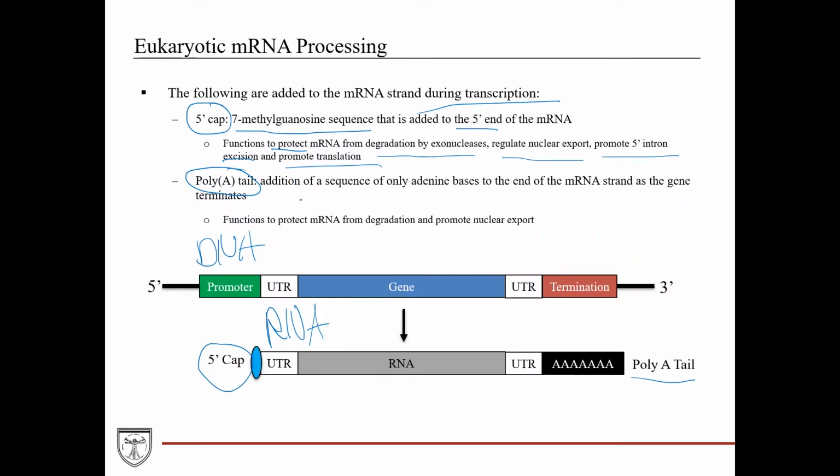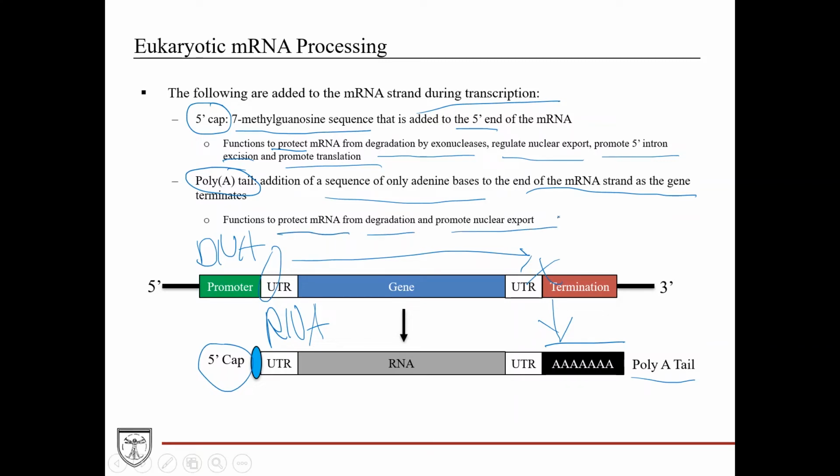The poly A tail occurs during transcription with the addition of a sequence of only adenine bases, hence the poly A tail, to the end of the mRNA strand as the gene terminates. So when RNA polymerase is going down the gene, when it reaches this termination sequence, that's when you start adding on these adenine bases to form the poly A tail. And again, this functions to protect mRNA from degradation and promote nuclear export. So these are two modifications that are put on either end of the RNA transcript to promote other processes and also protect it from degradation.